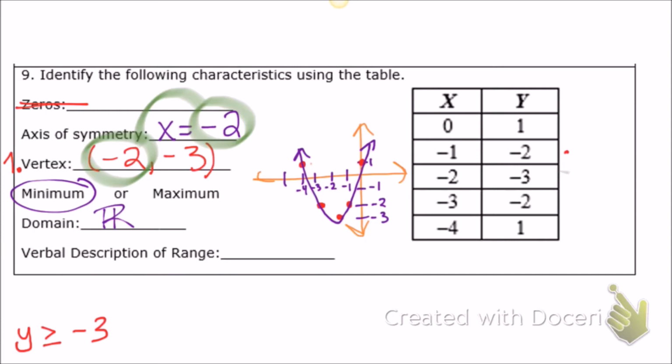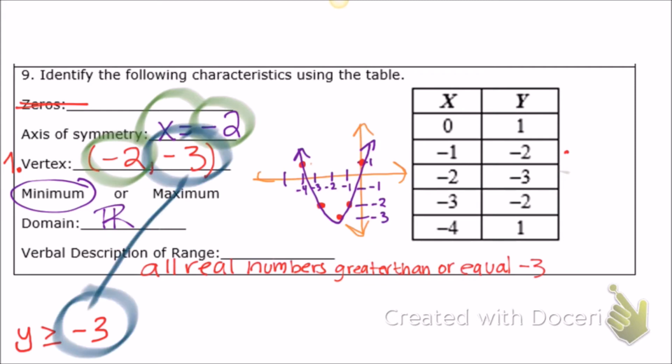So what we're going to do now is write it in words. Remember that instead of just saying y, we're going to say all real numbers, the inequality is greater than or equal to what number? -3. And where does -3 come from? It comes from our vertex.